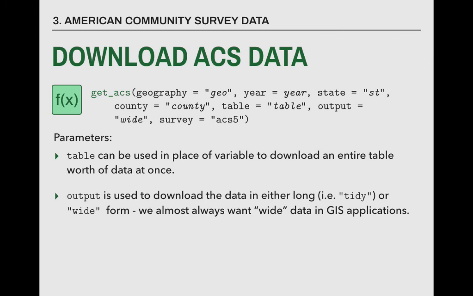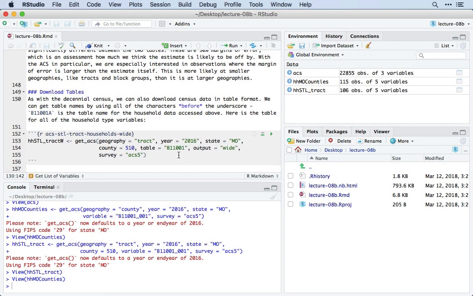Like the census data, tables from the ACS can also be downloaded instead of downloading single variables at a time. The options are the same. We specify a table in lieu of a variable, and we set the output to wide, just as we did with the census data. The function shown here at the bottom of the Lecture 08B notebook has that same syntax.